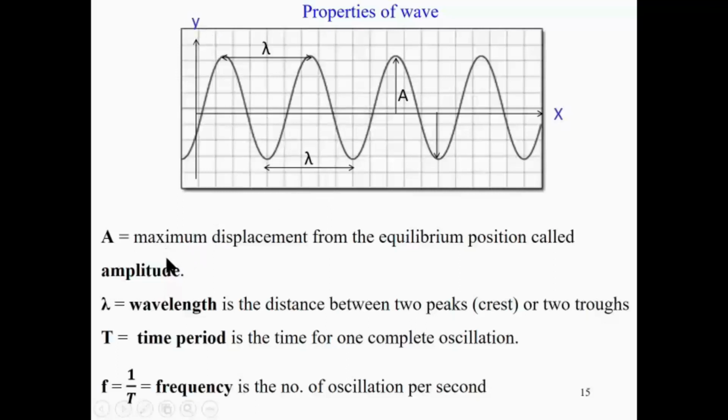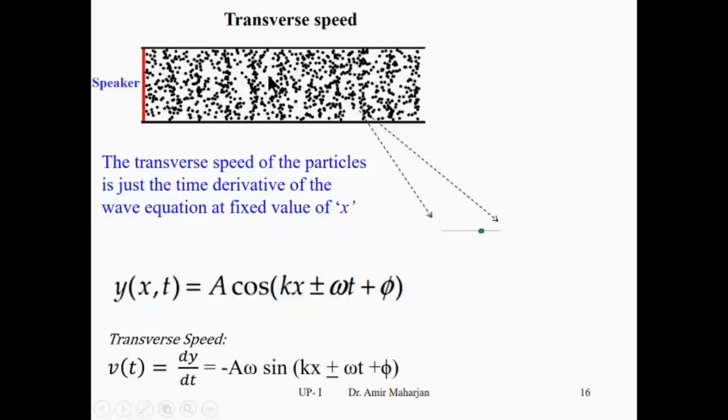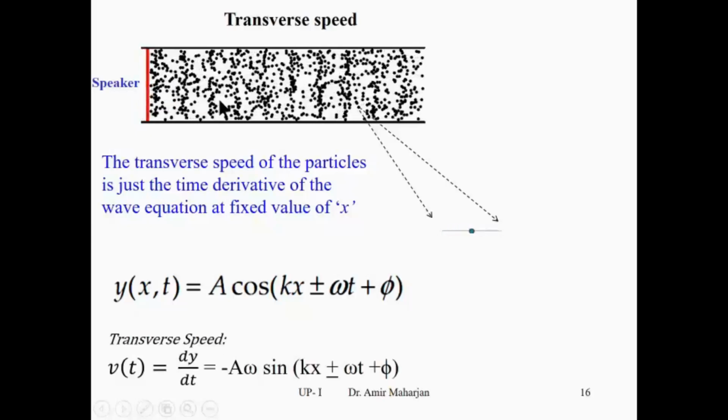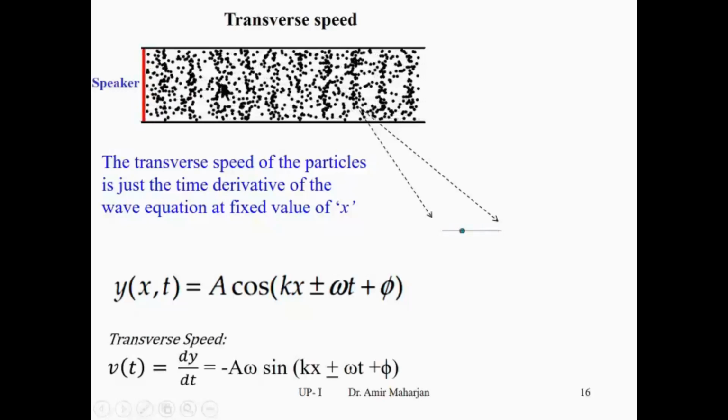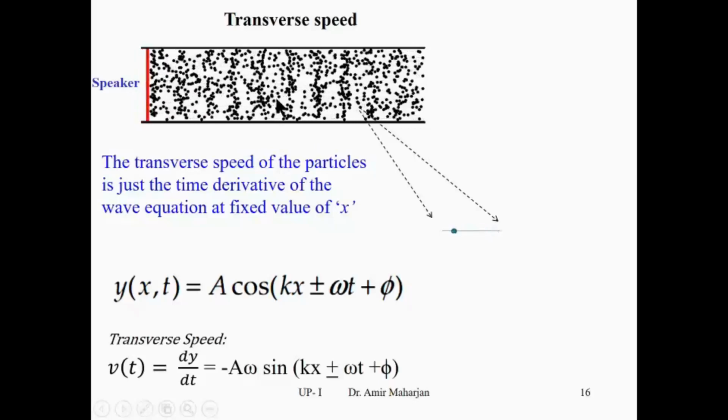And here are the properties of a wave, just like simple harmonic oscillation. A is the amplitude, and amplitude is the maximum displacement. Lambda is the wavelength, which is just the peak to peak, or trough to trough, distance. Big T is the time period, the period for the oscillating particle, and the inverse of T is the frequency. And what's the transfer speed in the wave? Remember, like I mentioned, each particle of the medium is just a simple harmonic oscillator, and you can model it by a simple harmonic oscillation.